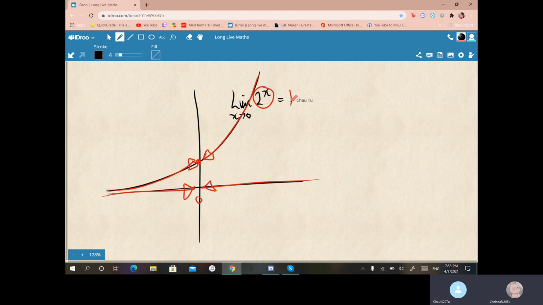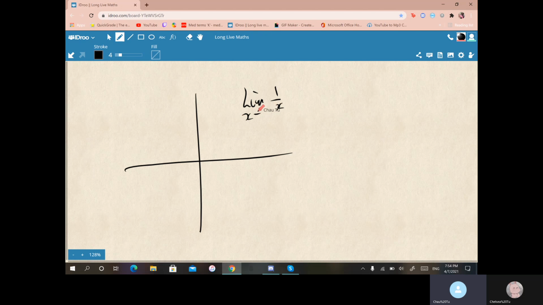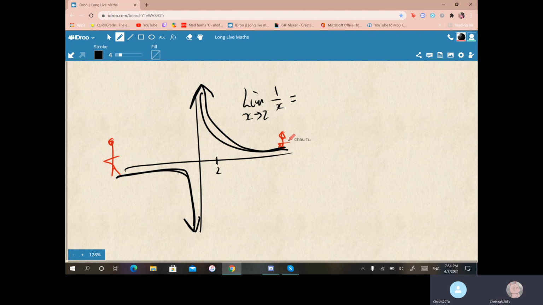What is the limit of 1 over x as x heads towards 2? What's the limit of this? Well, 1 over x looks like this and this. And 2 is somewhere here. So you've got to head towards 2 from the left-hand side. And it doesn't meet. They don't meet?